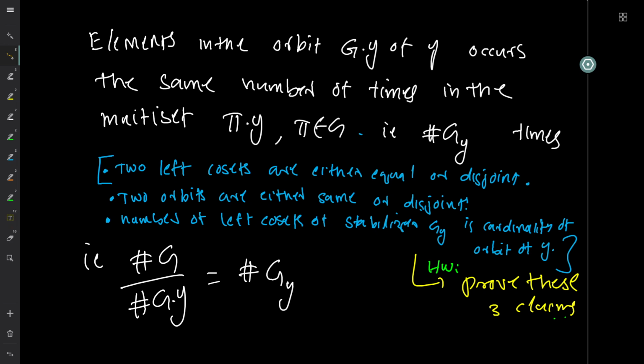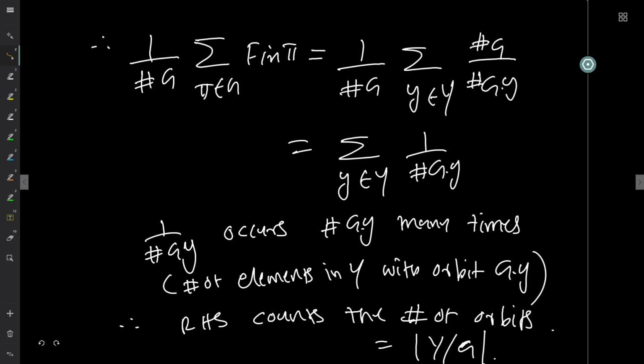So once you have this, we can just substitute. So we get 1 by order of G summation of fixed pi is equal to 1 by order of G summation y belongs to Y, cardinality of G sub y, but that is equal to order of G by order of G y, right? Now we can cancel order of G because that is fixed. So therefore I get summation 1 by order of G dot y.